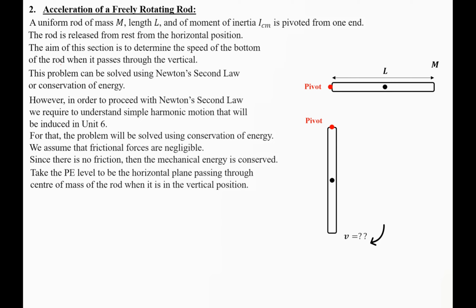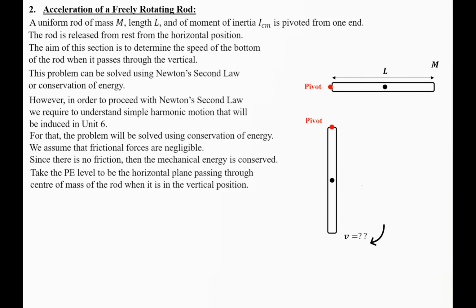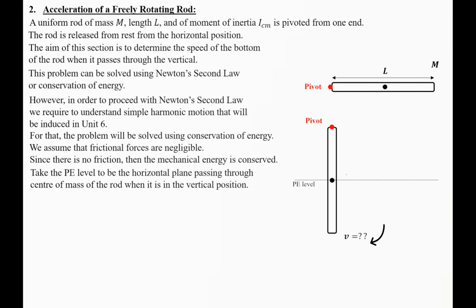Now, before we start, we need to take the P level to be the horizontal plane passing through the center of mass of the rod when it is in the vertical position. Here, since the rod has uniform mass distribution, the center of mass is located at the geometric center, which is basically here. Then we choose the P level to be the horizontal level passing through the center of mass. So that's our P level.